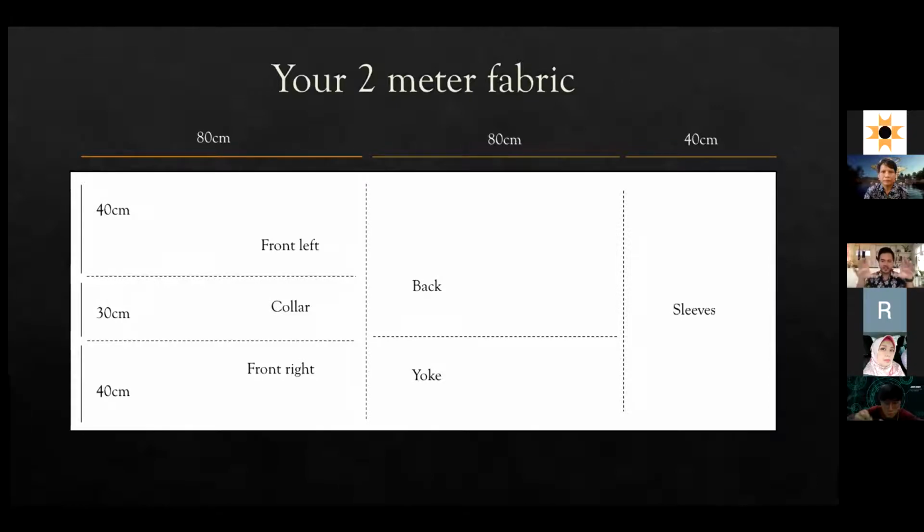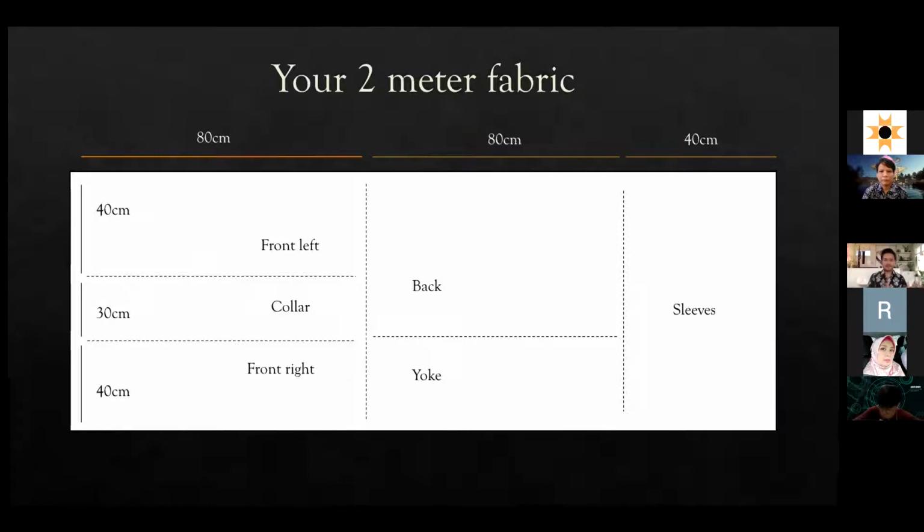We're talking about the shirt, or more specifically, a man's shirt here. So just to give you an overview of how the pattern making will be like, and I don't know, maybe some of you have experience in pattern cutting, but this is the basic of tailoring or cutting on fabric to make a man's shirt. So we divide it into 3: 80 centimeters, 80 and 40.